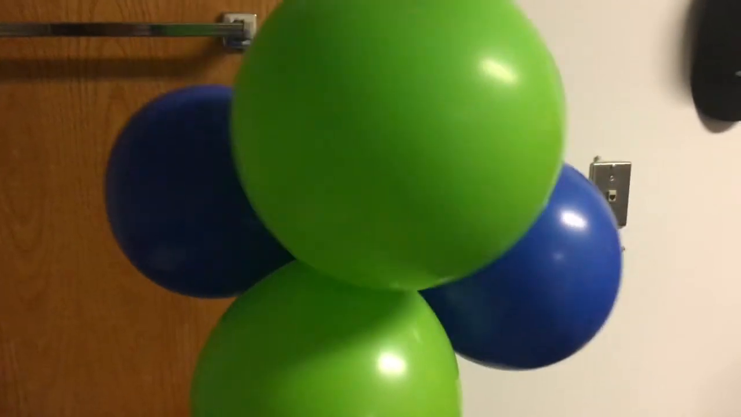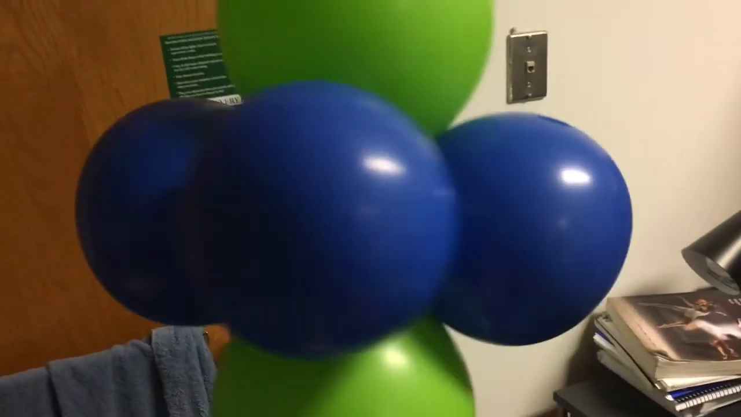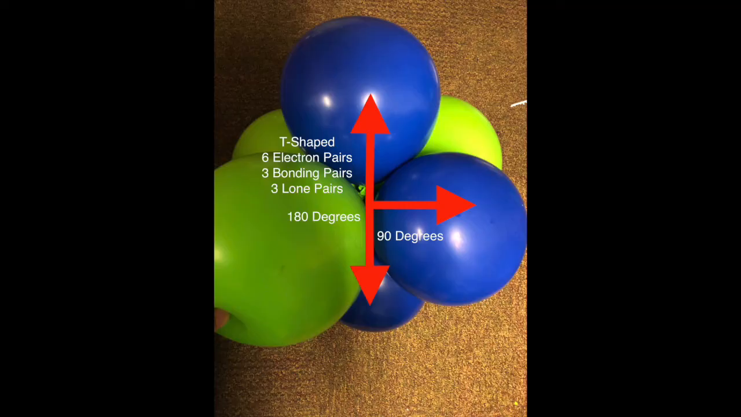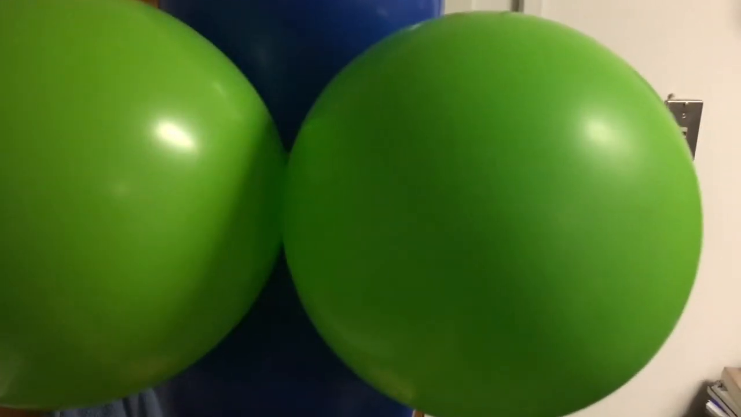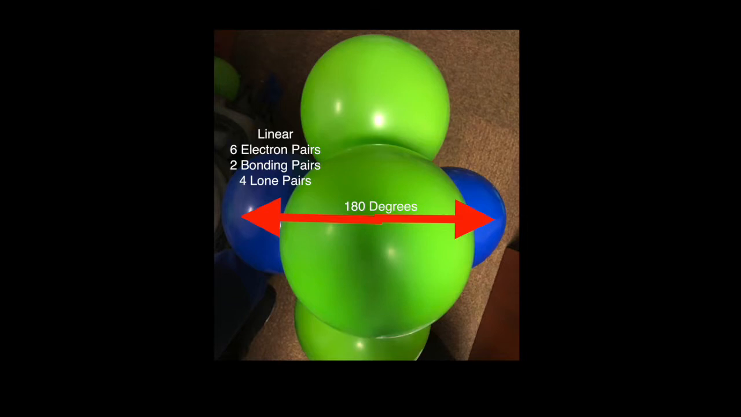This is 6 total electron pairs, 3 bonding and 3 lone pairs. It forms a T-shape with 90-degree angles and 180 degrees. This is not a stable arrangement, so you cannot find these naturally. This is 6 total electron pairs with 4 lone pairs and 2 bonding pairs. It forms a linear shape with a 180-degree angle. These are not stable, so it is not found naturally.